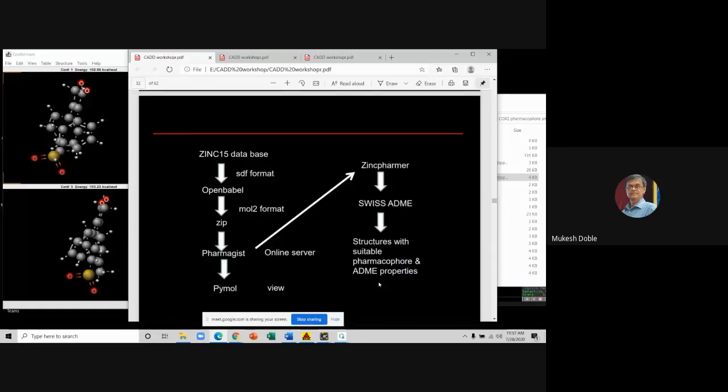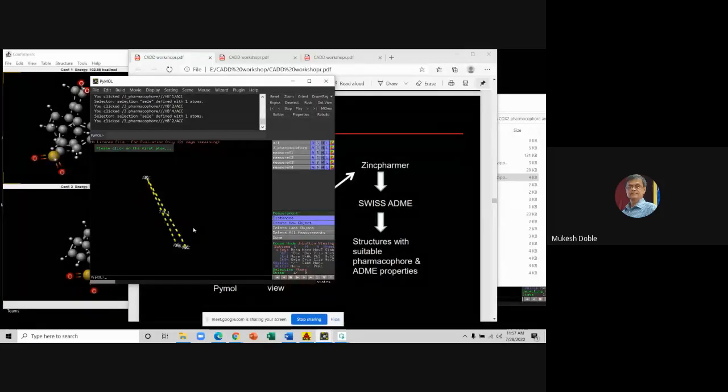So today we looked at PharmaGist, which can do a pharmacophore search. In PharmaGist, you upload the mol2 files in a zip file, and the results come out in your email, and then you can view them using PyMol. Okay, you can view them using PyMol as here.